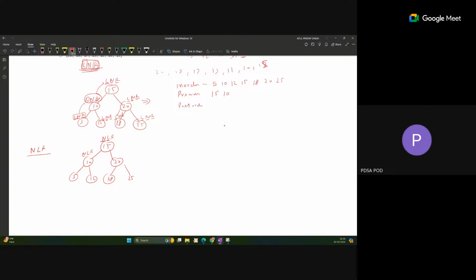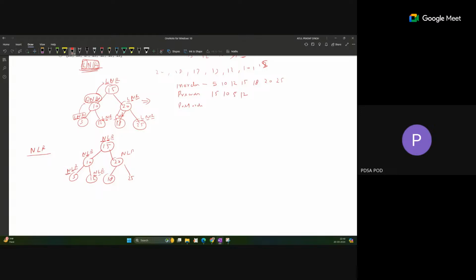10 will be printed. Now L and L, R. Okay, now the print statement, 5 will be printed. And now left is not there, right is not there. Reverse back. L is completed. Now the right recursive call and L, R. Okay, N, 12 will be printed. Now no left, no right. Left is completed, right.